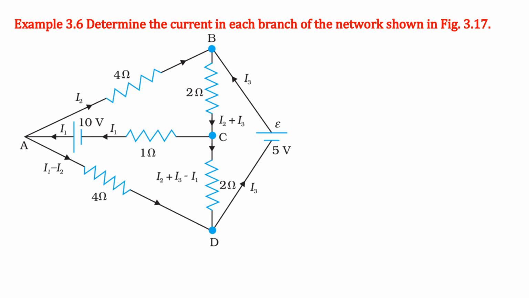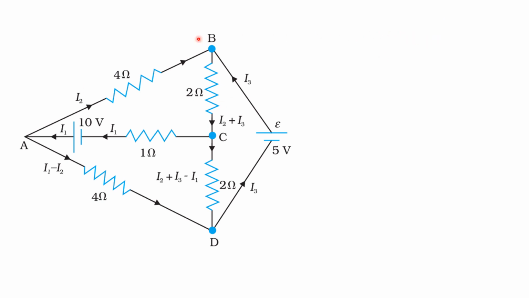In this video, we are going to see how to solve this example 3.6 from chapter 3, 12th NCERT Physics. The question is, determine the current in each branch of the network shown in the figure. First, we have to find out I1, I2, I3 individually. For this, we have to use Kirchhoff's second rule or voltage rule.